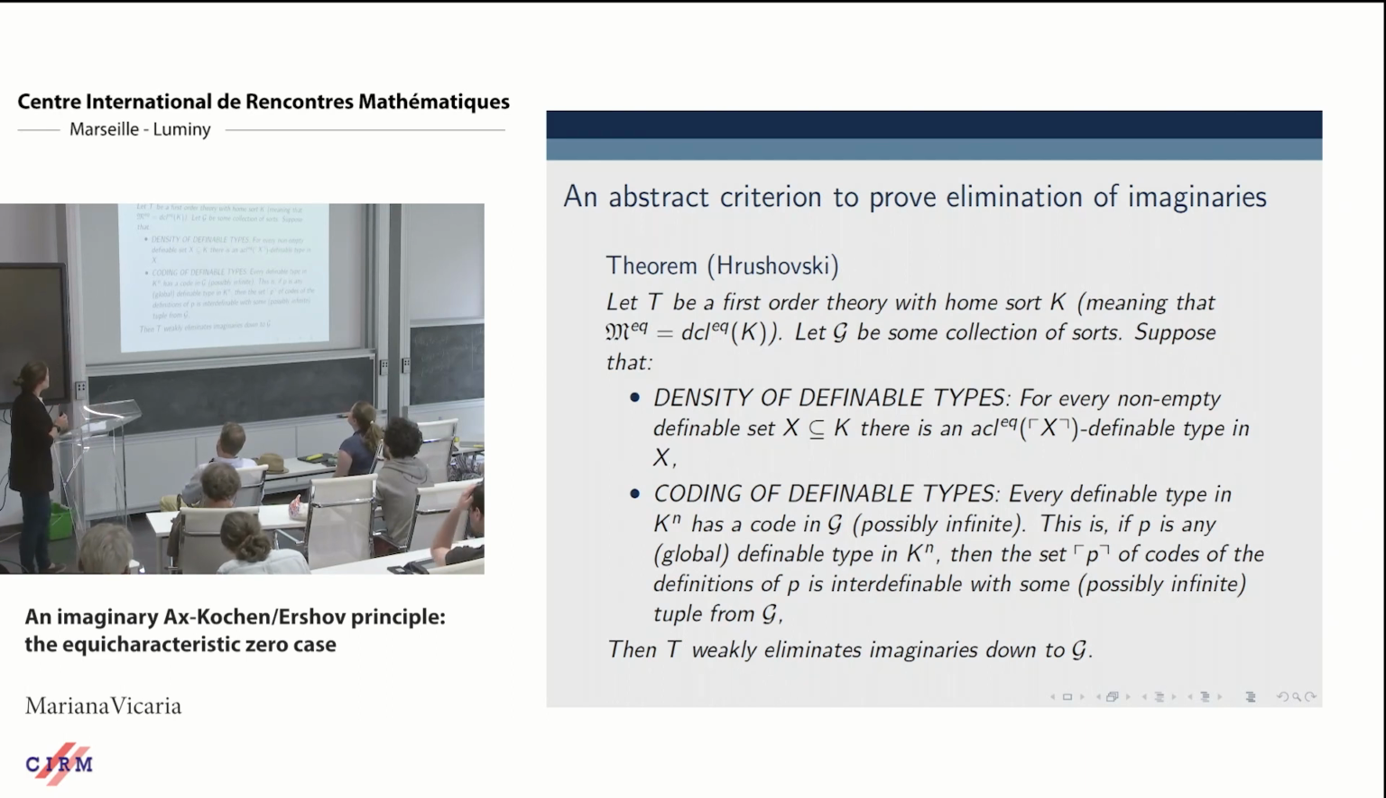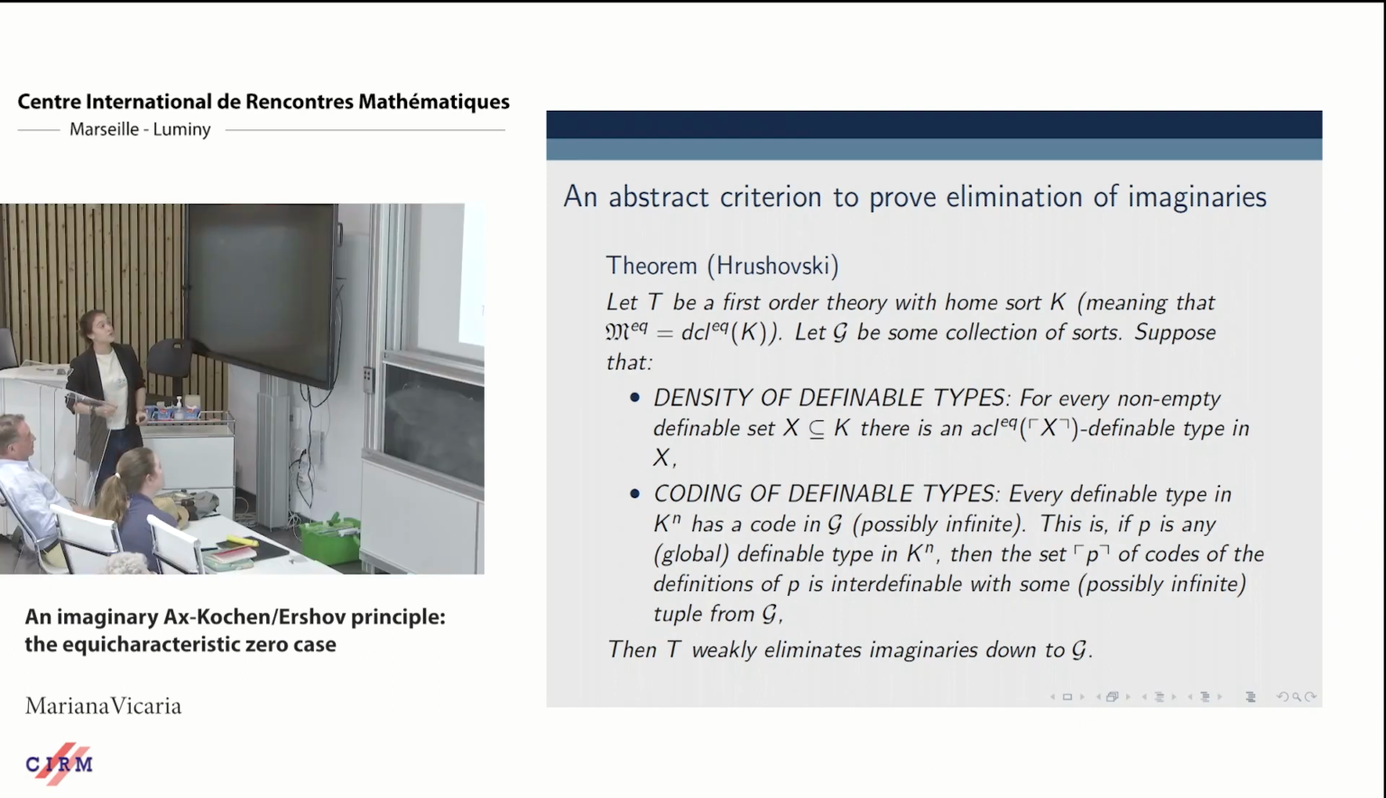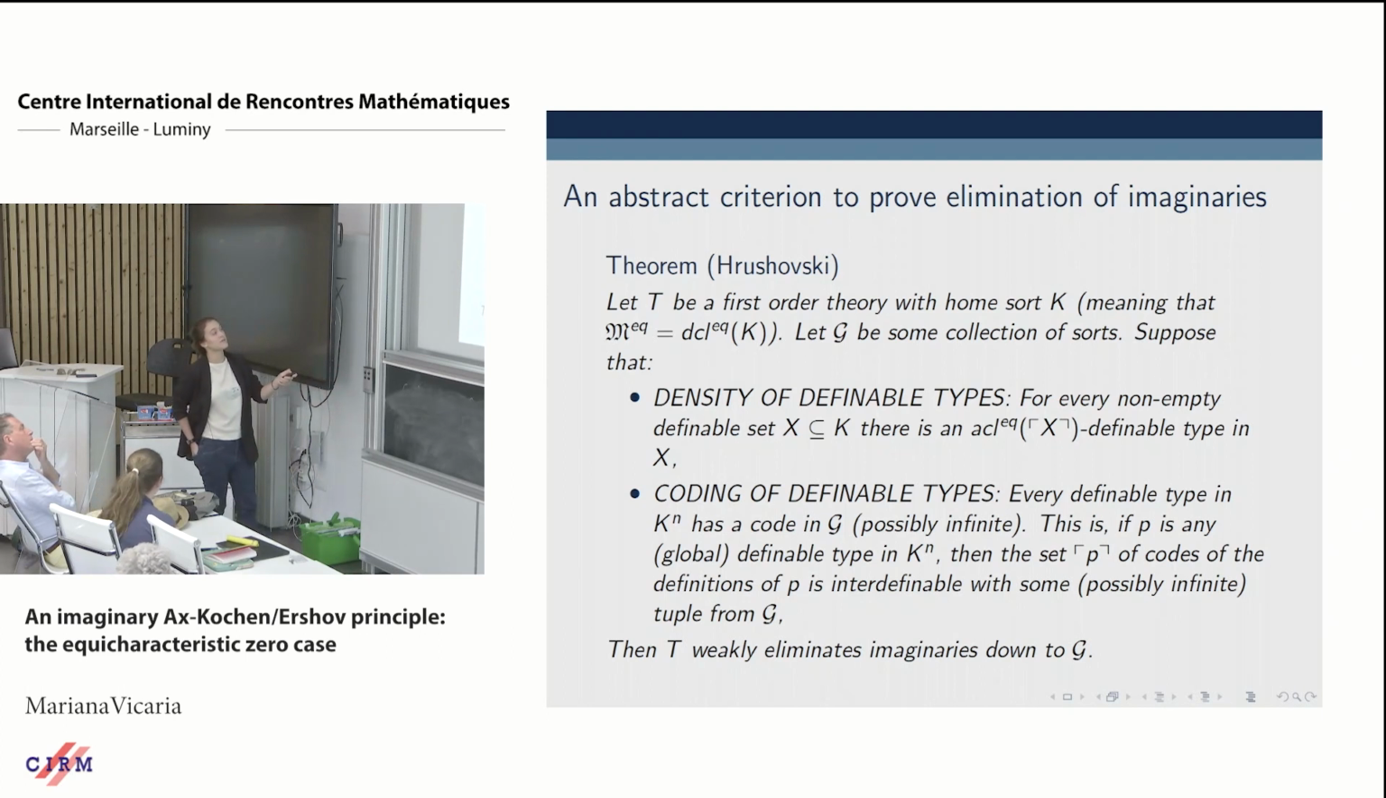So what the criterion says is that whenever you have a first-order theory with home sort K, and you have a collection of sorts that you distinguish, let's name it G, if you have the following two conditions that I call density of definable types and coding of definable types, then the theory has weak elimination of imaginaries down to the distinguished sorts. So what is density of definable types? In essence, it tells you that whenever you look at a definable set of the home sort, you're able to find a type centered on that set that is going to be definable over the algebraic closure of the code of that set.